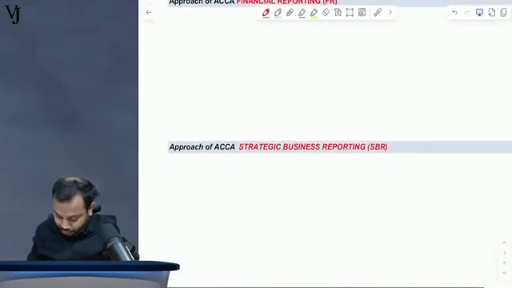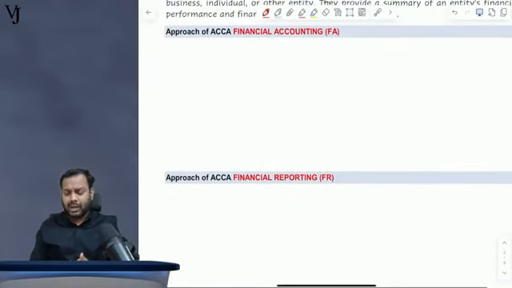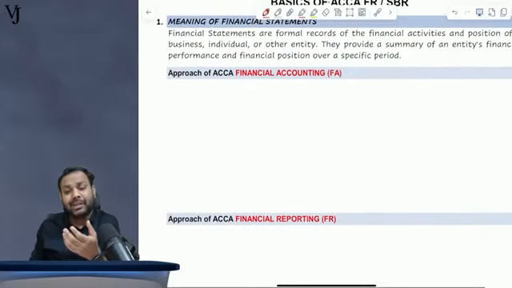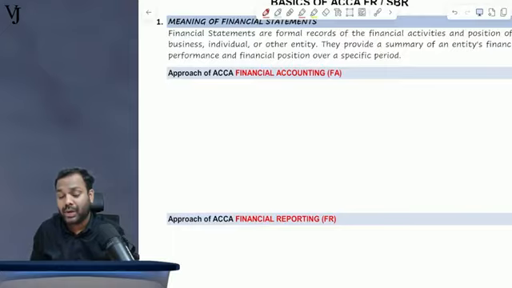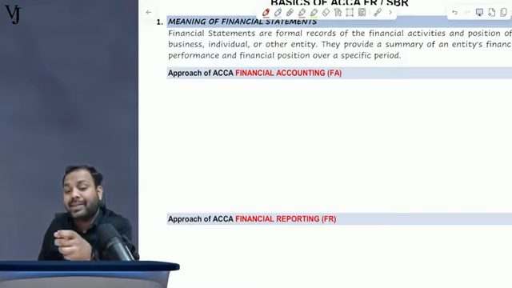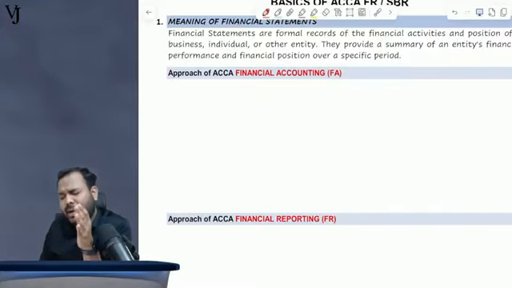Wonderful. Now understand, financial statements are of prime importance, and being an ACCA student we definitely need to understand the preparation of financial statements, and that's why ACCA has kept this accounting paper at all three levels of ACCA.